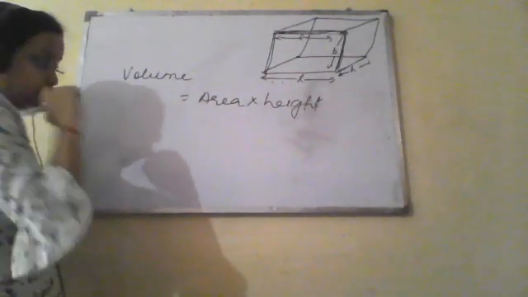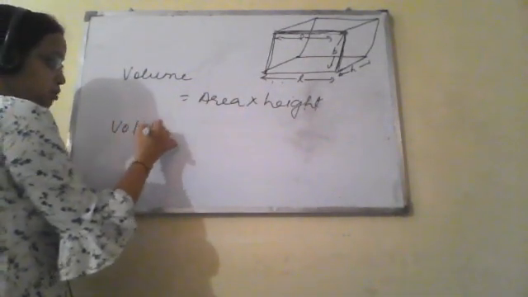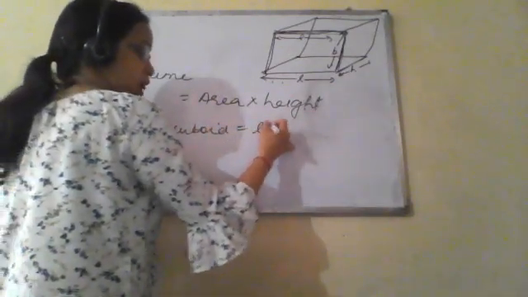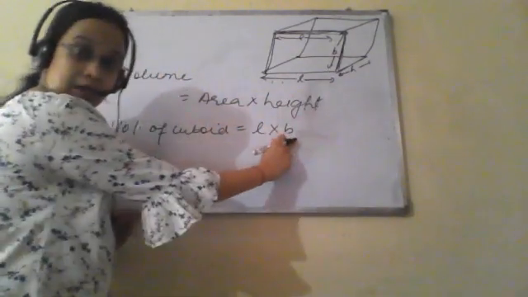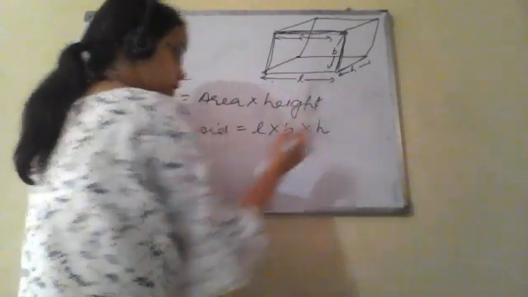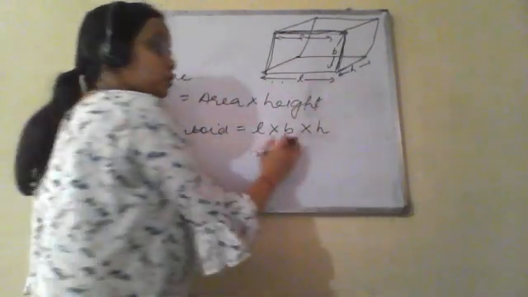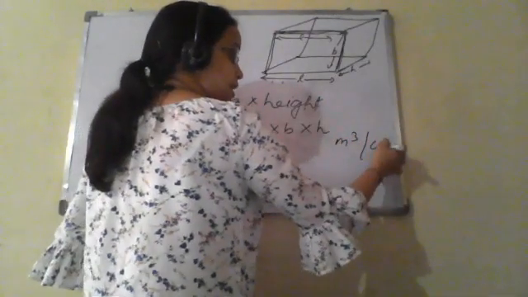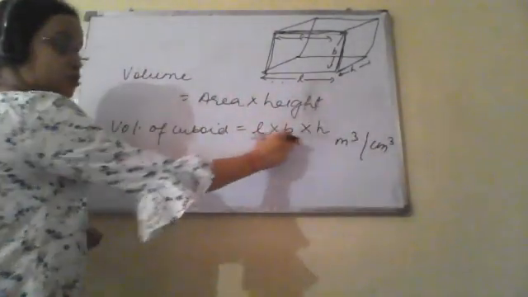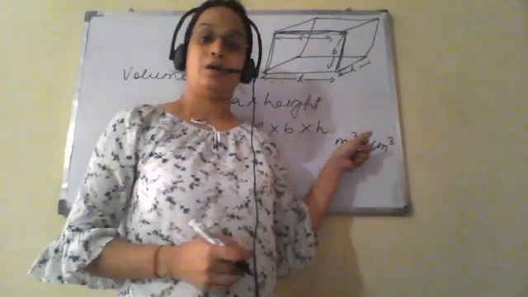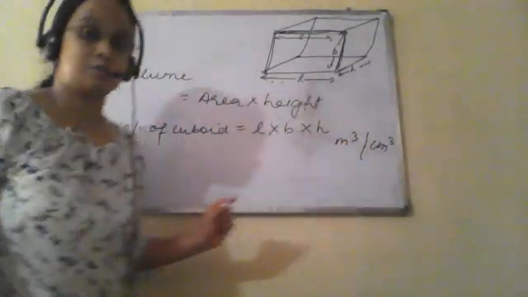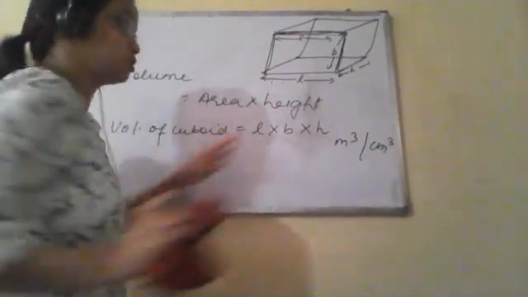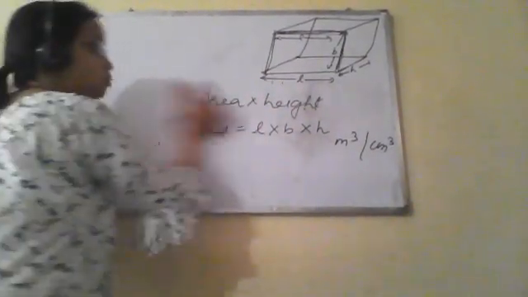So volume of cuboid will be L into B, that is the area of the base, and height. So volume of cuboid is length into breadth into height, and its unit will be either meter cube or centimeter cube. Because it has got three dimensions, the unit will have the power 3. So this was all about the surface area of cuboid, area of four walls and volume of cuboid. So this was cuboid. Okay.